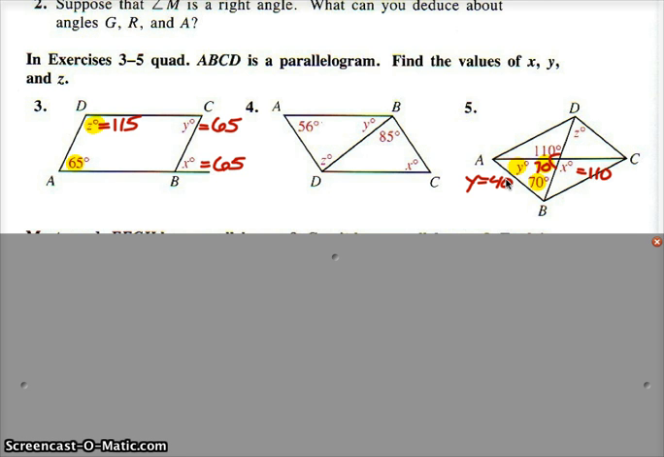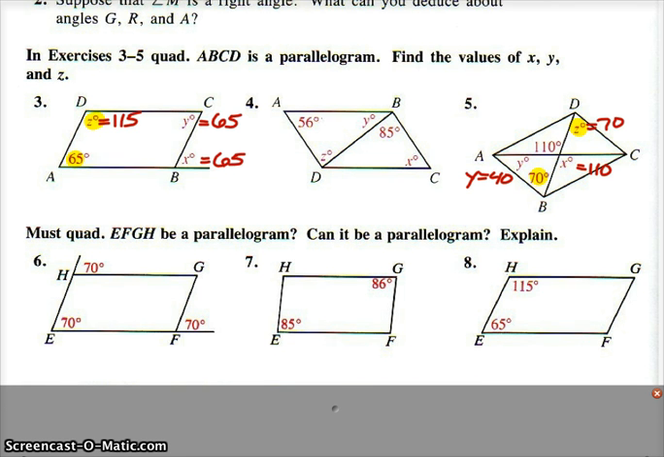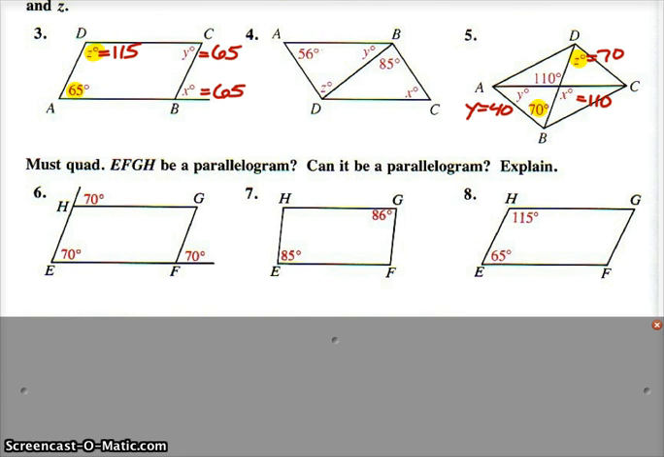Let's find the value of z. Here's z. Well, this one works nicely because alternate interior to that is 70, so I can get that z is 70. Let's look at another one. Must quadrilateral EFGH be a parallelogram? Can it be a parallelogram? Explain. So let's look at number 6.